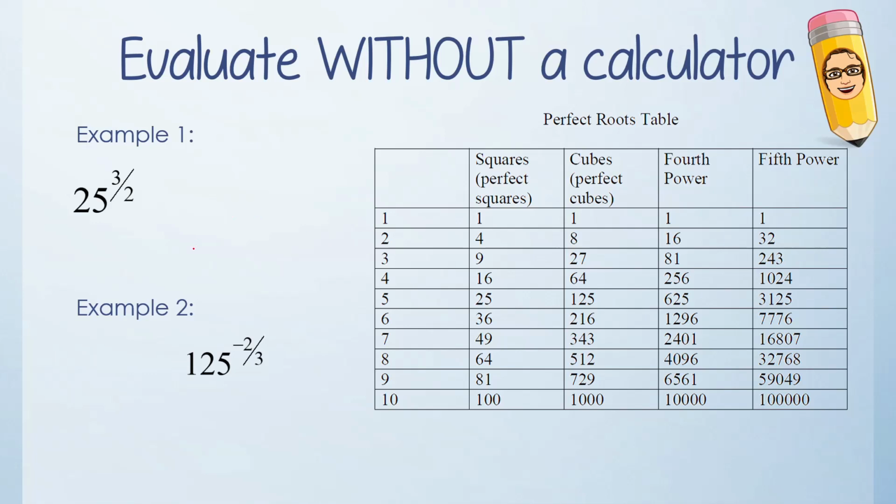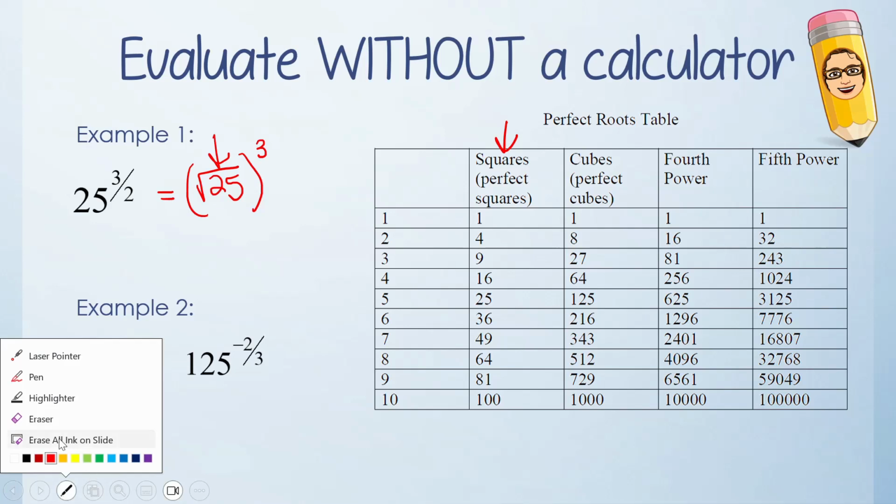What I'm first going to do is convert it to radical notation because this is harder for me to work with. So that would be the square root of 25 cubed. Now, to use my perfect roots chart, I'm first going to figure out what is the square root of 25, which means I need to start in the squares column, which means I need to now find the 25.